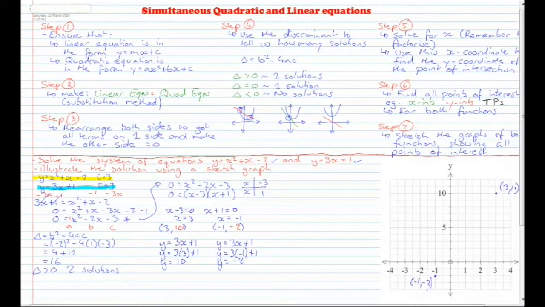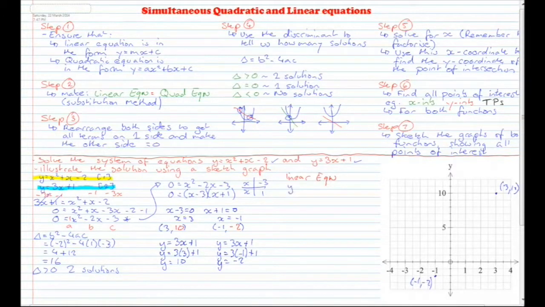Now what I need to do is go through and find out the points of interest for both equations. Now to do that, what I need to do is just, as I've done before with finding x and y intercepts for both quadratic and linear equations, I need to go through and make the other one equal to 0. So let's go through and do that. We'll find the linear equation first. So for linear equation, let's find our y-intercept first.